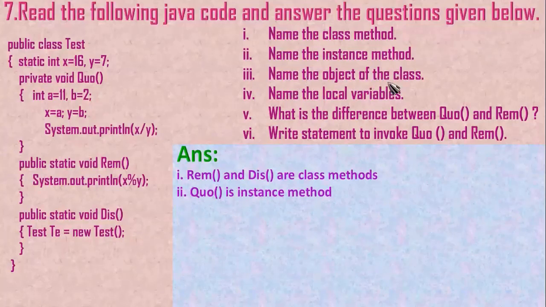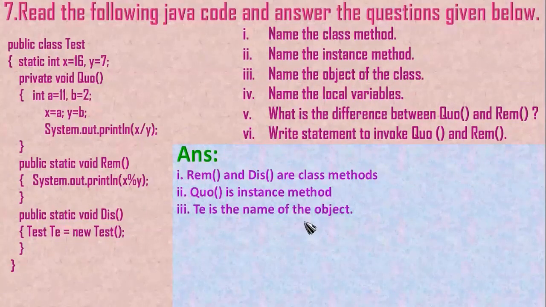Name the object of the class. So here object is created in the dis of, that is test te. Te is the object name. So we can write te is the name of the object. So name the local variables. Local variables are which are inside the method or parameter argument. Here a, b, x, y are there. Here also you can see x and y.